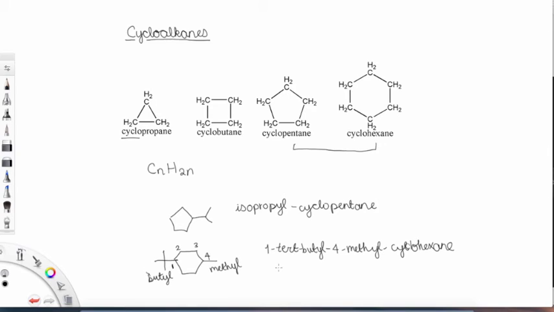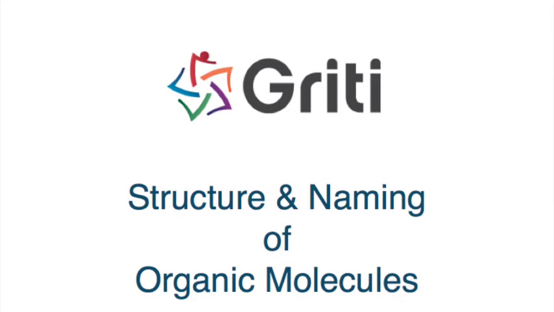So as you can see, when you have more than 1 substituent on the ring, we have to name the one that comes alphabetically before as the first number. And also remember, just like alkanes, you always want to achieve the lowest possible numbering system.